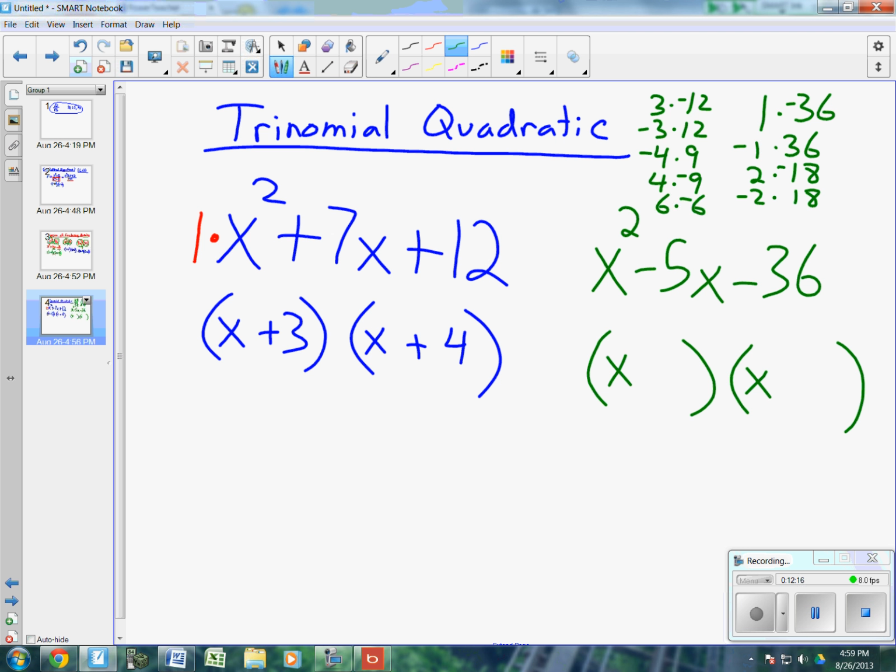Okay, so I got a lot of choices, but I'm looking for the ones that when you add them together, you get negative 5. Well, that means the difference between them has to be 5. Negative 4 plus 9 would make a positive 5. Negative 4 minus 9, or plus a negative 9, would make negative 5. So my answer is this one right here, 4 and negative 9. It doesn't really matter which one goes where, but x plus 4 times x minus 9 would give me the correct answer.